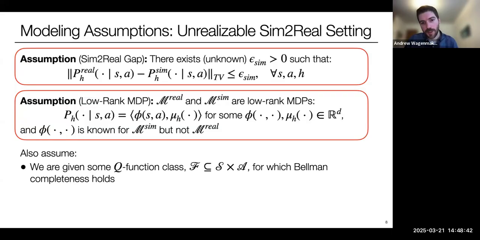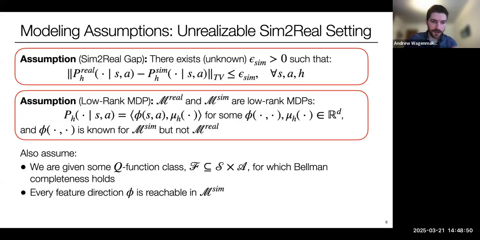Okay, we'll also assume that we have some Q function class, call it script F, for which Bellman completeness holds, and every feature direction in phi is reachable. Every feature direction in M sim is reachable. Okay, so M sim has some featurization phi. We assume we can cover the space of phi. We can visit states that reach every possible feature direction in sim.